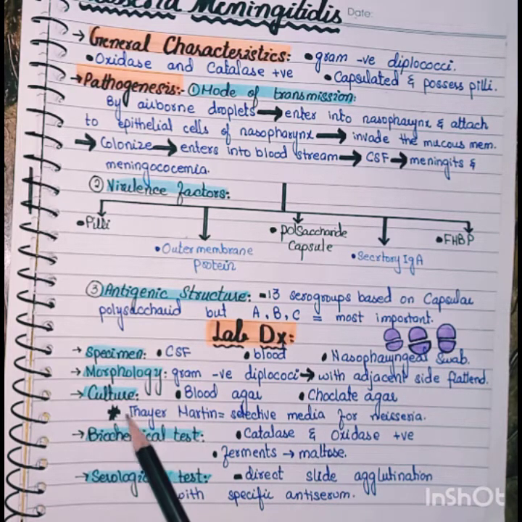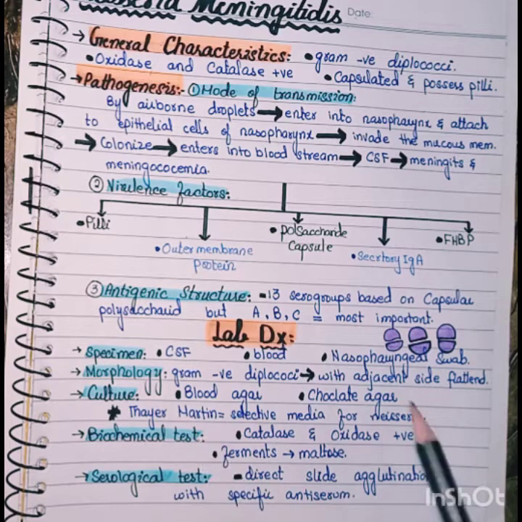Next, we have the culture. They are cultured on blood agar, chocolate agar, or the selective media for the Neisseria species, that is the Thayer-Martin medium. Why do we use Thayer-Martin as a selective media for the Neisseria species? Because it contains antibiotics such as vancomycin and nystatin that inhibit the growth of unwanted bacteria but maximize the growth of the Neisseria species. So we use Thayer-Martin as a selective media for the Neisseria species.